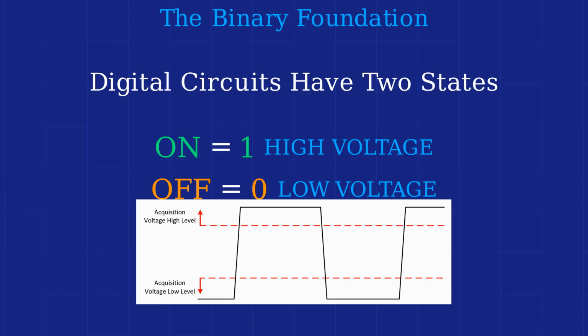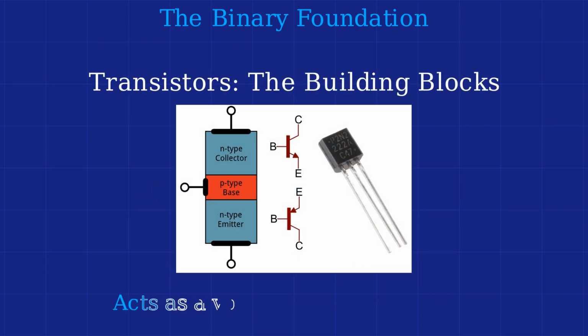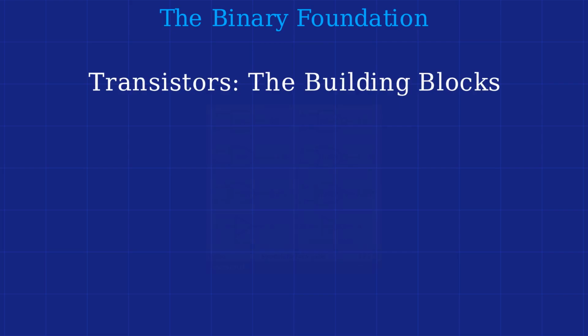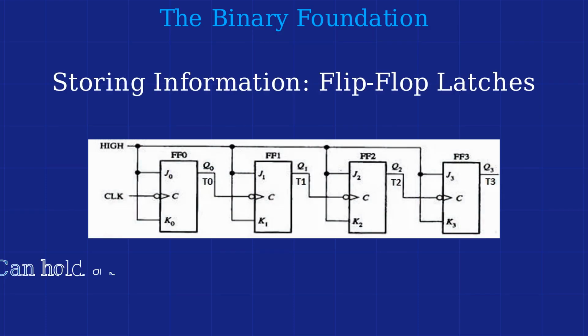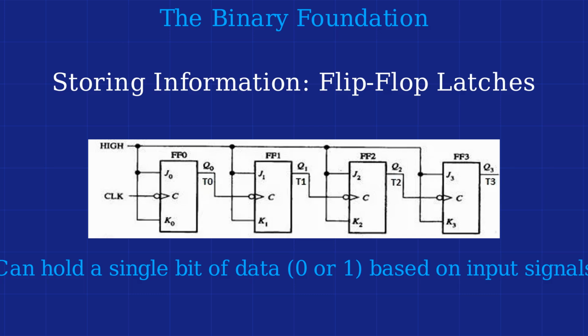The fundamental building block enabling this binary system is the transistor, which acts as a voltage-controlled switch. By combining transistors, we create logic gates such as AND, OR, and NOT gates that perform basic logical operations. These gates can then be combined to form more complex circuits, including those capable of storing information, such as a flip-flop latch. This latch, built using NOR gates, can hold a single bit of data, either a 0 or a 1, based on input signals.